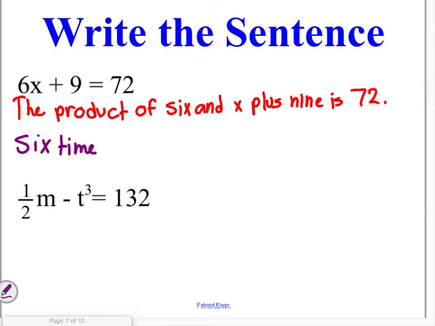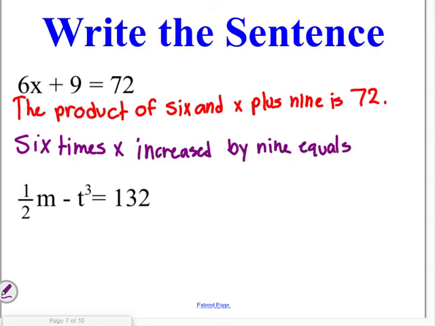Another sentence that we could write out for this. 6 times x increased by 9 equals 72. Obviously, like we talked about last chapter, these are just 2 examples of how we could write these sentences. There are many more, but the key thing is that you are using some of those words from your chart or from the chart in the room to describe what is happening in the sentence, making sure that you're going from left to right in the equation.